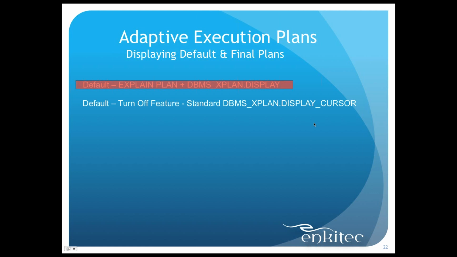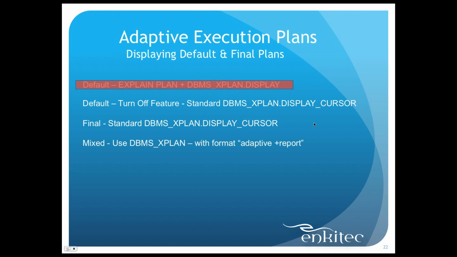So if you want to see what that default plan was, you can turn off the feature. So you could set optimizer adaptive to false, do an X-Plan, and you're going to see the standard plan. You can see the final plan just by doing the standard display cursor. And you can see the mixed version by using DBMS X-Plan with the format syntax of adaptive plus report. So it would look like that.